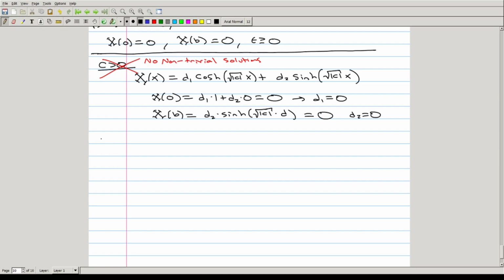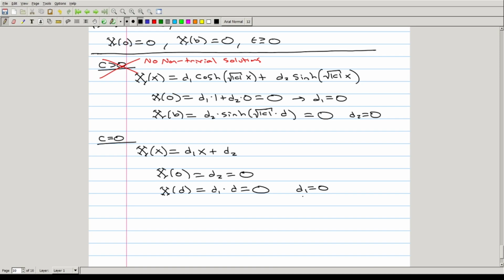We can go through and do this exact same thing for C equals 0. And when C equals 0, the general solution X as a function of x is going to be some D1 times x plus some constant D2. And again, when we go to satisfy our boundary conditions, X of 0 is just D2, which implies D2 would have to equal 0. And X at d, which is the length of the bar, will be D1 times d, and D2 is 0. So the only way of making this equal to 0 is, again, if D1 and D2 are both equal to 0.